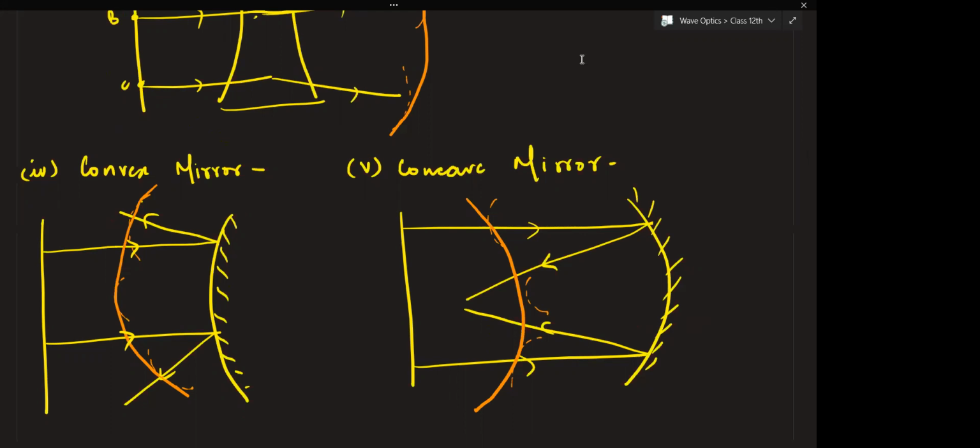If you have completed till here, you all can leave now. So we'll continue these Huygens principles. One or two derivations are there that we'll do in the next class. Okay. Thank you so much.